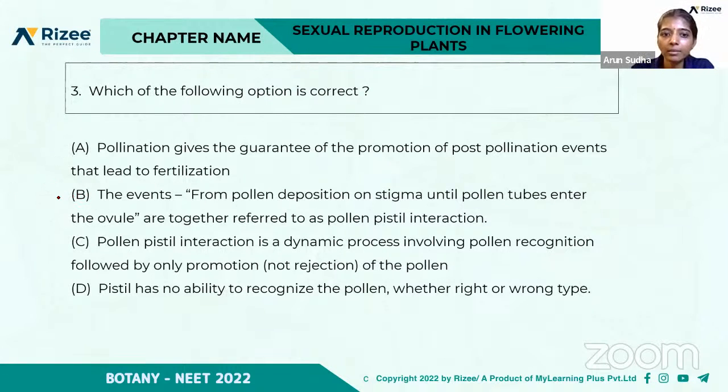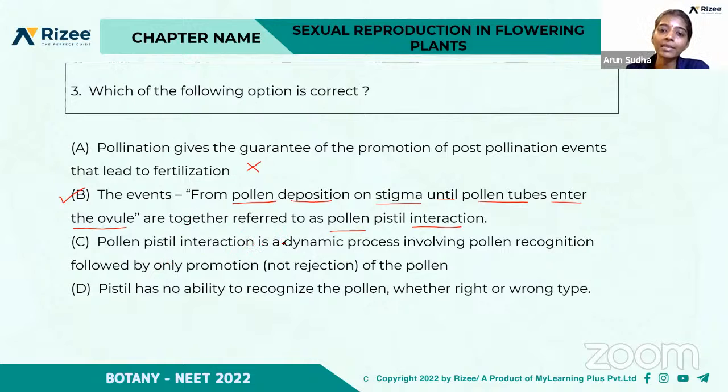So, B is the right answer, because the events from pollen deposition on the stigma until the pollen tube enters the ovule are referred to as pollen-pistil interaction. If you take option A, pollination gives the guarantee of the promotion of post-pollination events that lead to fertilization. So actually pollination will not guarantee, right? It must be the right type of pollen, then only the post-pollination events will lead to fertilization. So that is the incorrect statement.